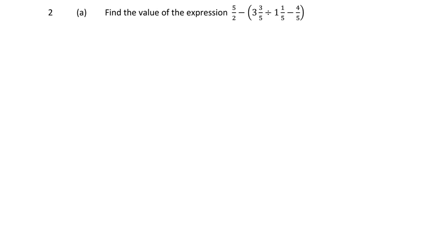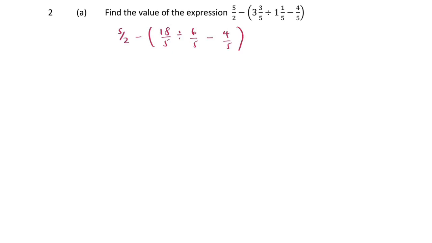Question number 2, part A. We are supposed to find the value of the expression, so we've been given the expression there. Okay, so this is a fraction problem. First we are going to solve the values inside the bracket by first converting all mixed fractions into improper fractions. Then our expression is going to be 5 over 2 minus, in brackets, 18 over 5 divided by 6 over 5 minus 4 over 5.